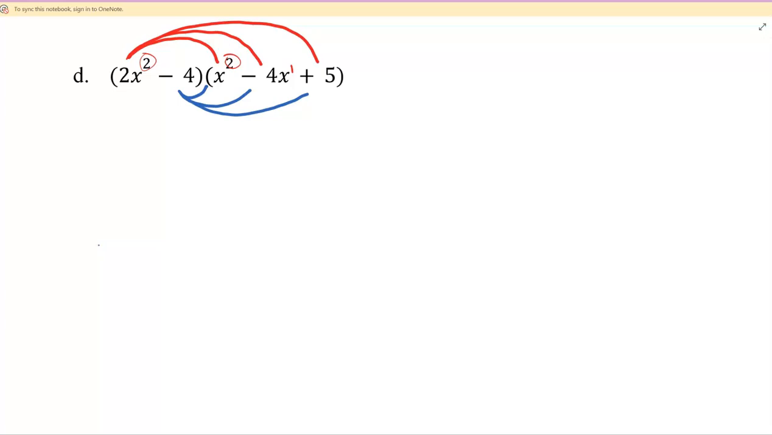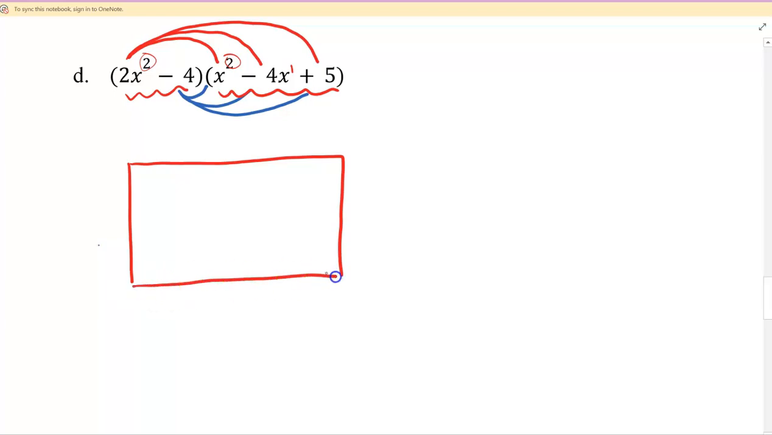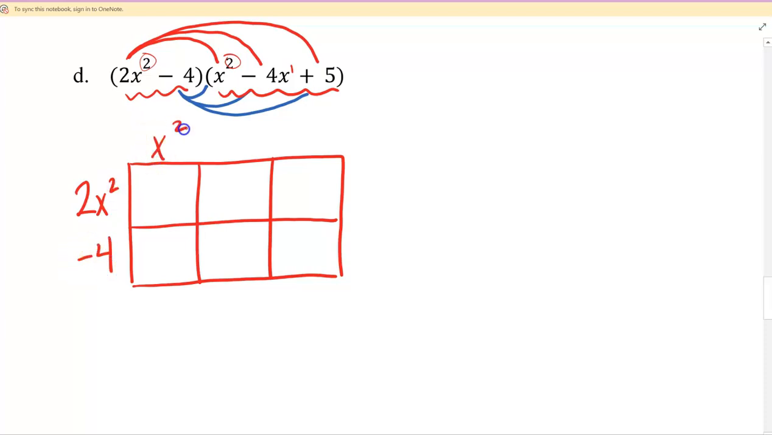Okay, so this one is a binomial. It's got 2, and then we have a trinomial. So when I draw my box, I'm going to make space for 2 on one side and 3 on the other. So 2 on the left and 3 up top. And then I can go fill these in. 2x squared minus 4, x squared minus 4x plus 5.